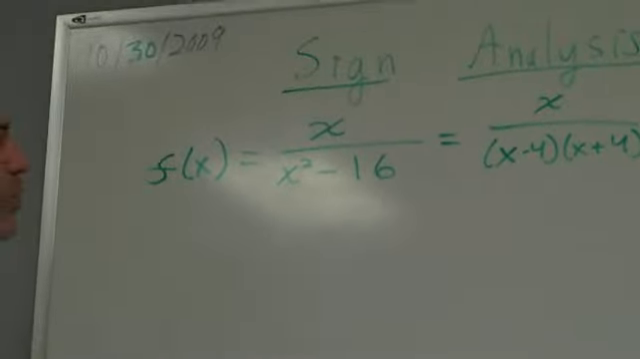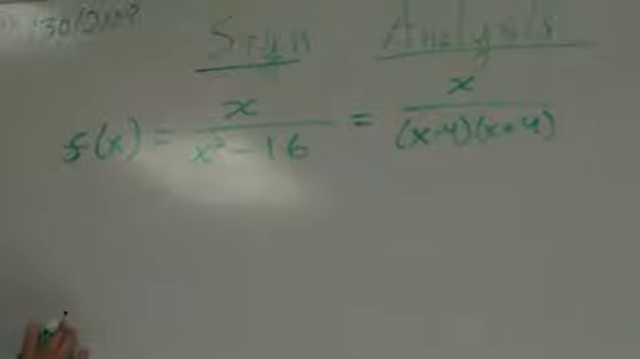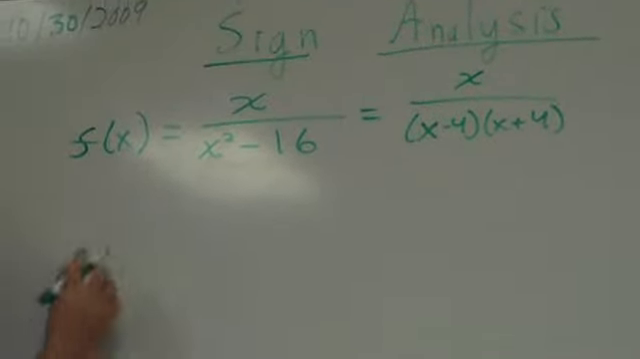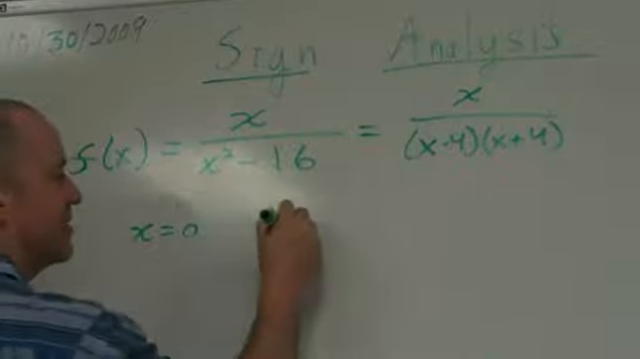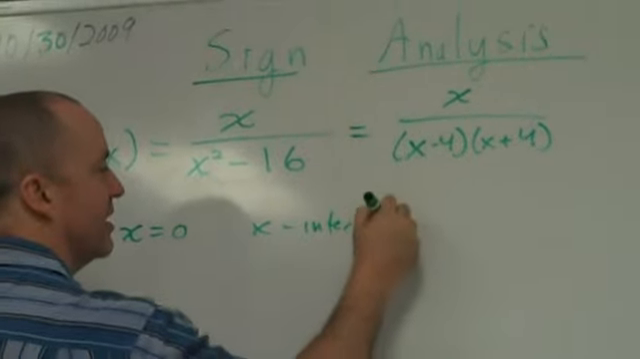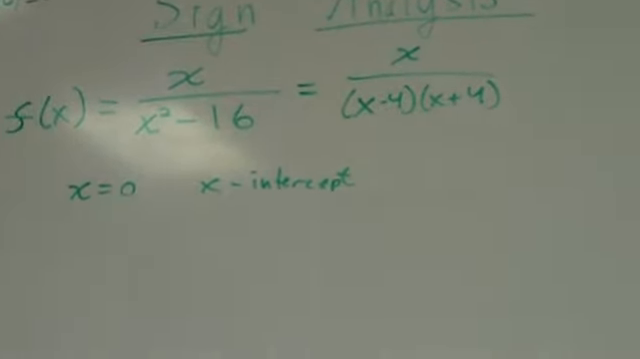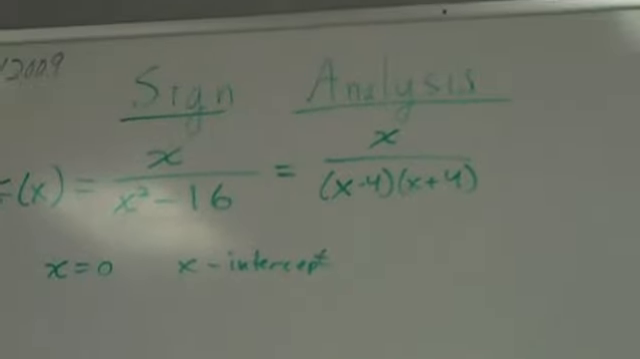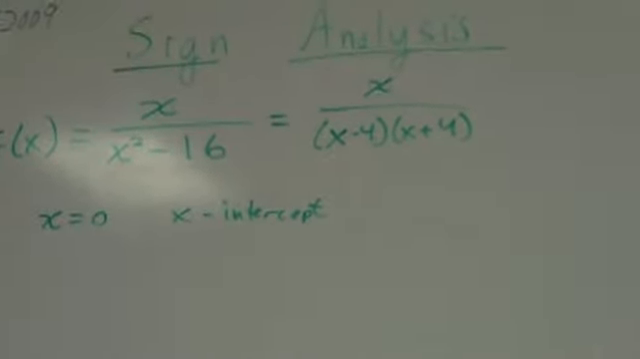So wait, is this going to be an indeterminate form? No, indeterminate form will only show up if there's a 0 over a 0. But if not, I'll do one of those because those are fun too. Okay, this is x over x minus 4 times x plus 4. When does the numerator equal 0? When x is 0. So x equals 0 is my x-intercept. When the numerator equals 0 is an x-intercept. Isn't the numerator the one on the top? Yes.